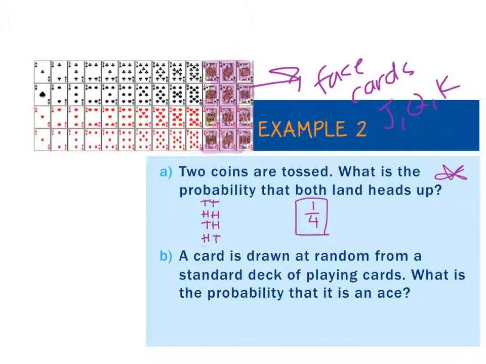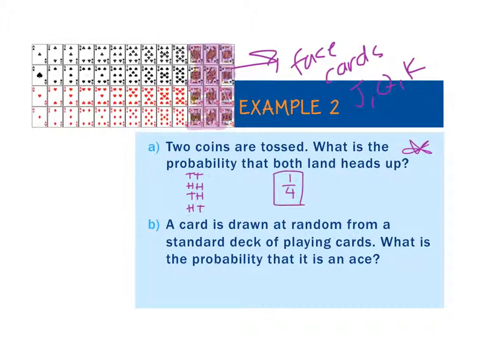All right, so B says a card is drawn at random from a standard deck of playing cards. What's the probability that it's an ace? How many aces are there in my standard deck of cards? 4. And how many total cards are in my sample space? 52. This would simplify to 1 over 13. So just like every other fraction in this class, you will always reduce them.